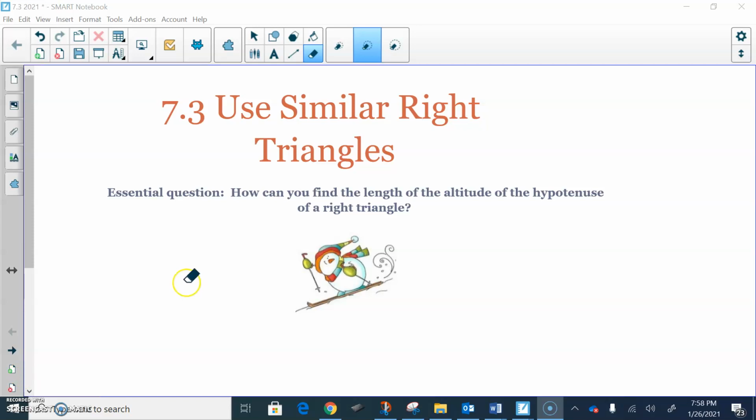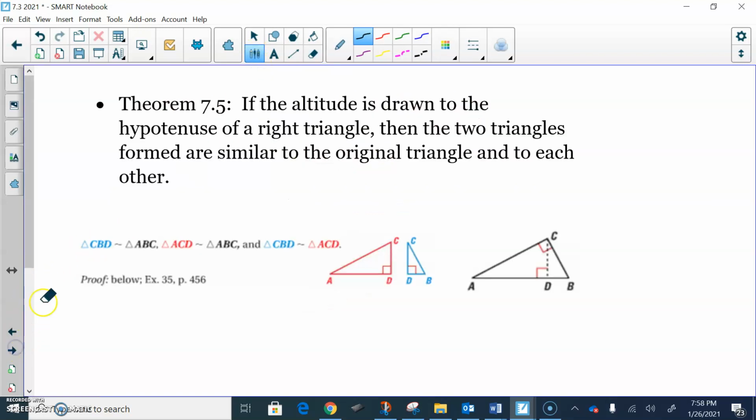This is Honors Geometry Lesson 7.3, Similar Right Triangles. So yesterday we learned that if you draw the altitude in a right triangle from the right angle to the hypotenuse, it divides the triangle into two smaller right triangles that are similar to each other and to the original triangle. Yesterday we set up big triangle, medium triangle, little triangle. We set up our proportion and found the missing side.